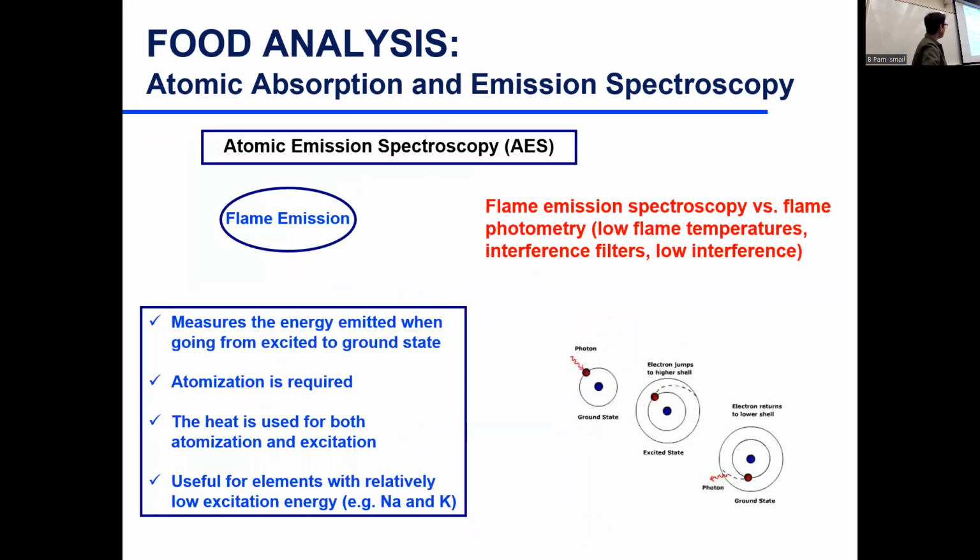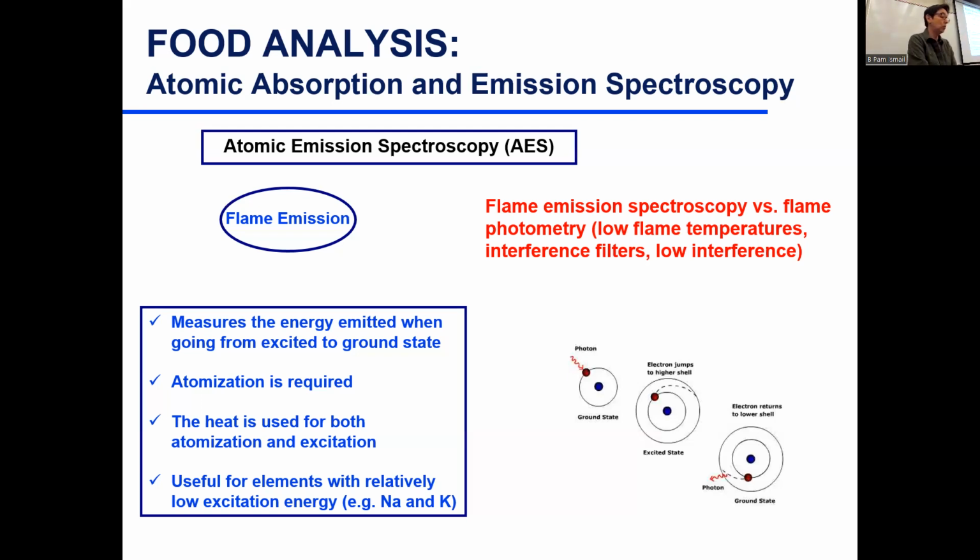Flame emission, it used to be used as flame emission photometry, is a simple unit, and it doesn't have a monochromator, it has filters, basically to filter out the light that you are interested in. And the flame in this case is the source of excitation and also the source of atomization.